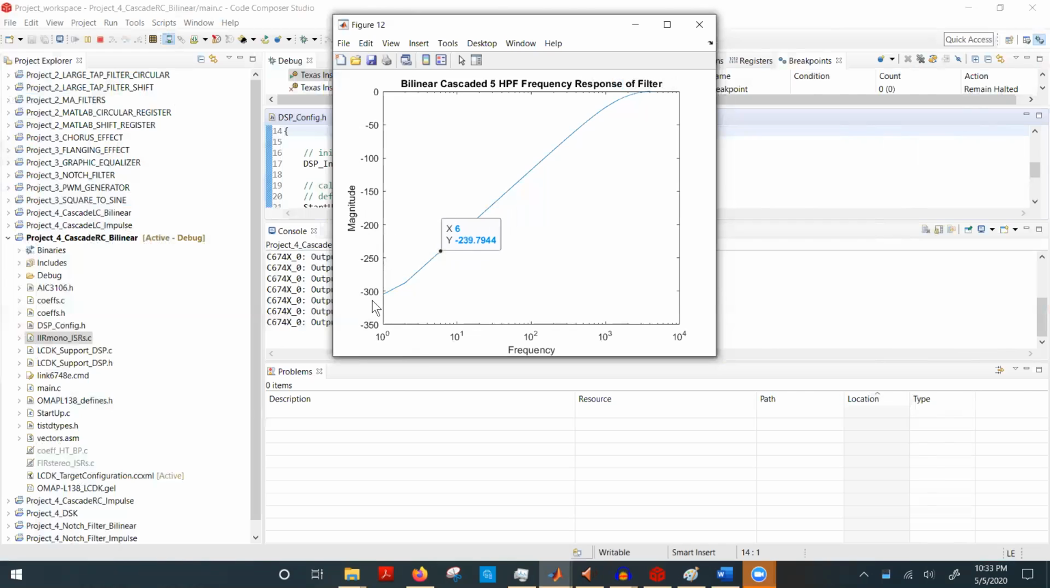So this will conclude our discussion on the cascaded low pass and high pass filters. I will probably make a separate video discussing a solution to that problem that we saw earlier.